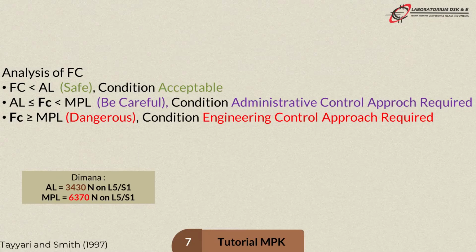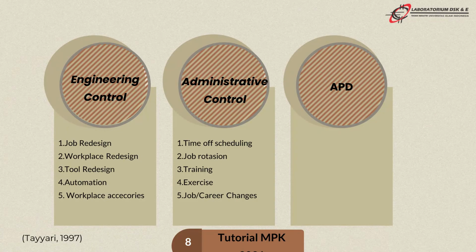After obtaining the FC result, the next is classifying FC, whether it is classified as safe, be careful, or dangerous. In addition, it is also needed to give the recommendation according to the classification. If in careful condition, the necessary recommendation is administrative control. For the dangerous condition, using engineering control. Administrative control is minimizing with training and scheduling rest period that are appropriate to work. The other example of administrative control that are time of scheduling, work rotation, training, exercise, and job guarantees.